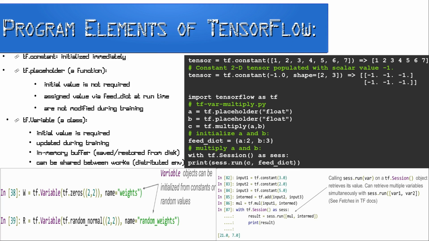In the statement w is equal to tf.Variable(tf.zeros((2, 2)), name="weights"), r is equal to tf.Variable, within opening bracket tf.random_normal, with round bracket, tuple 2, 2 is passed, with comma name is equal to random.